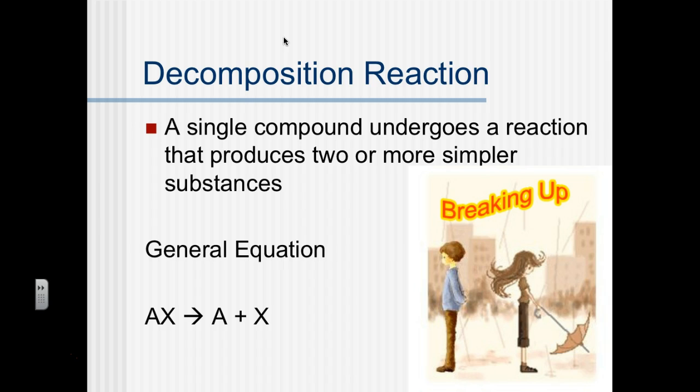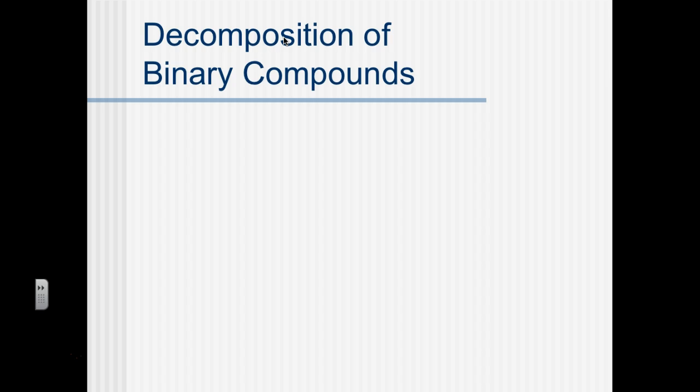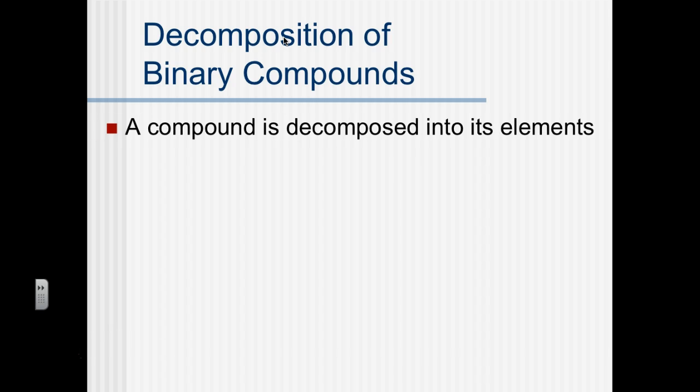So let's look at the first one. This is the easiest kind. It says the decomposition of binary compounds. All you are doing for this one is literally splitting the compound in half into its two components. So you take the metal, you take the non-metal, and you just break them apart, just like what the general equation AX yields A plus X looks like. You just literally split this in half.